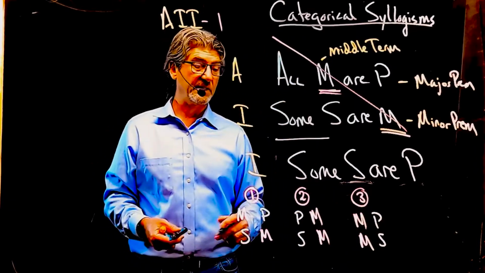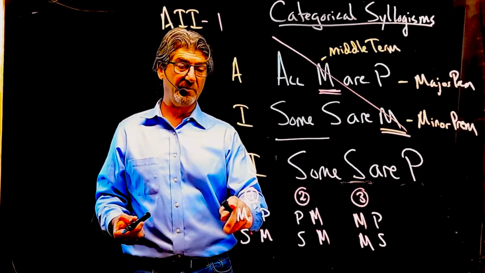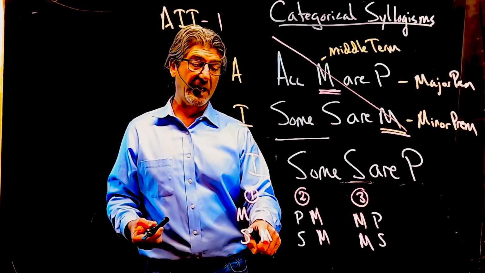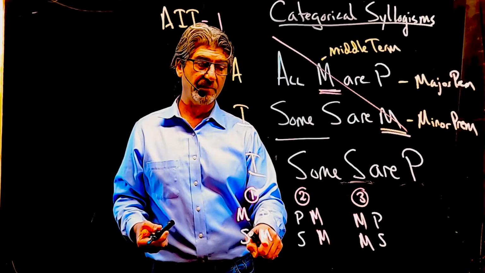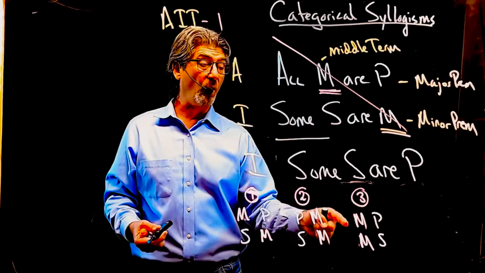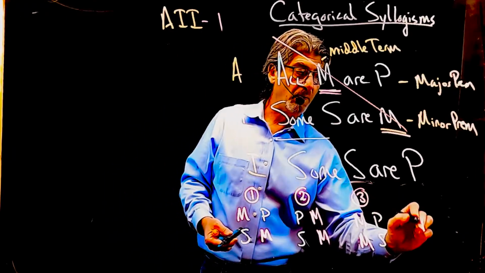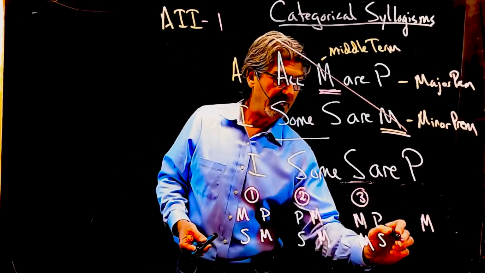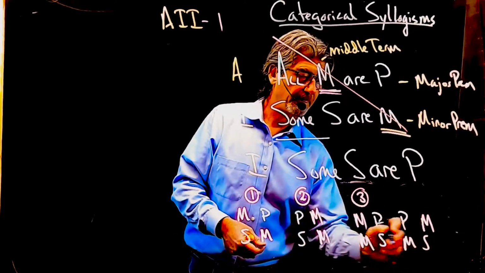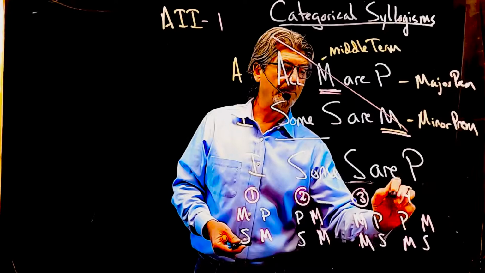Figure 4 is the only other possibility. Notice here we have the middle term in the subject of the major and the predicate of the minor. It could be in the predicate of both. It could be in the subject of both. Or it could be in the predicate of the major term and the subject of the minor term. And that would be figure 4.